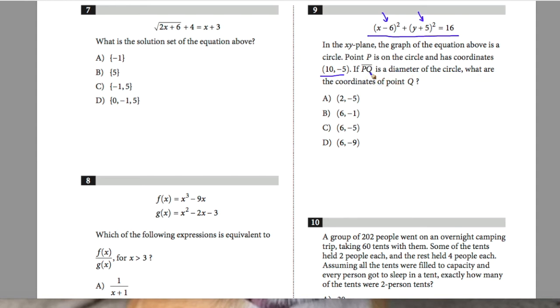Now, they're saying that PQ is the diameter of the circle, and I know that my diameter is going to be equal to 2 times my radius. I can actually figure out what my radius is going to be here from my equation of the circle, which I will show you. And then I can figure out my one point here as well, my center of the circle, as well as my other point. So let's set this up.